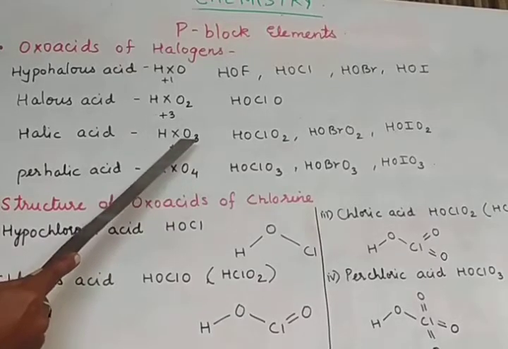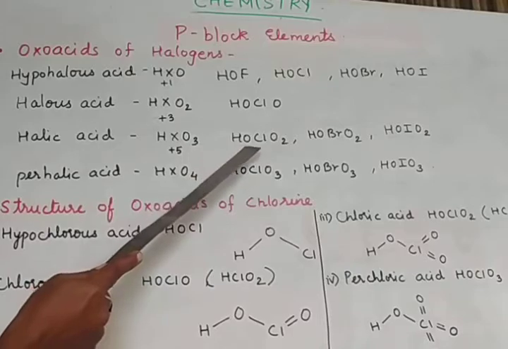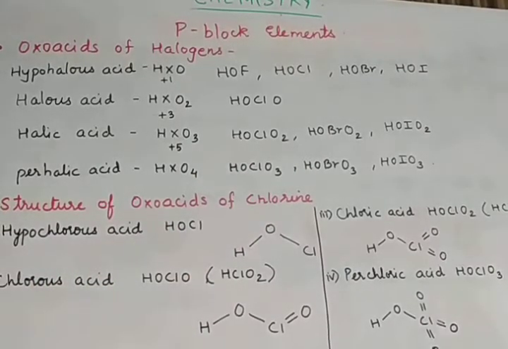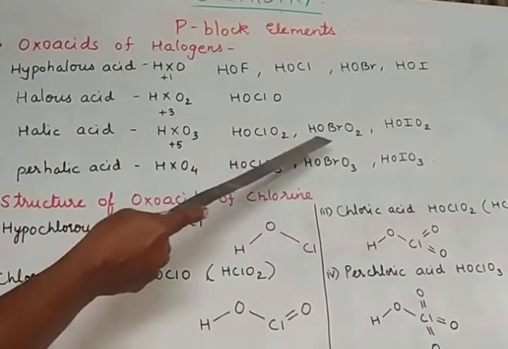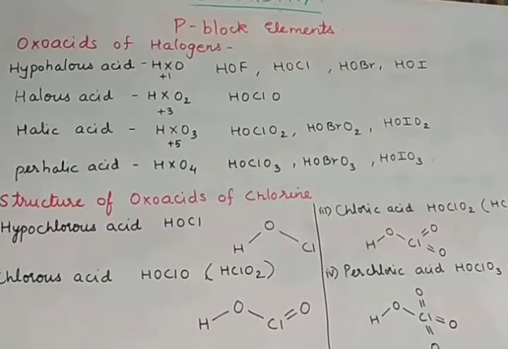One oxygen from here we write over here to form the OH. So HOClO2, HOBrO2, HOIO2. You can call these chloric acid, bromic acid and iodic acid. Like that we can name them.